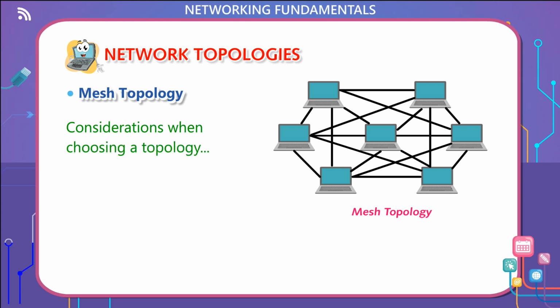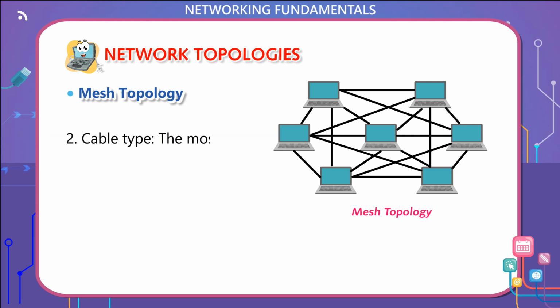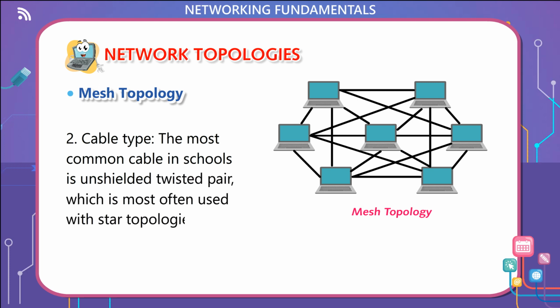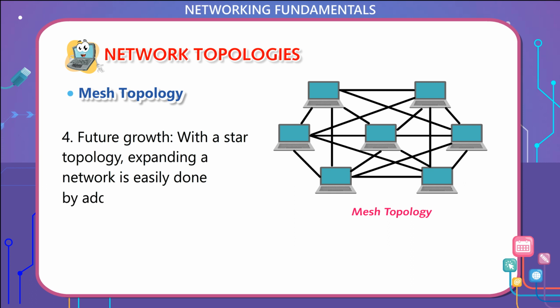Considerations when choosing a topology. Cost: a linear bus network is the cheapest option to install. Cable type: the most common cable in schools is unshielded twisted pair, which is most often used with star. Future growth: with a star topology, expanding a network is easily done by adding another switch.